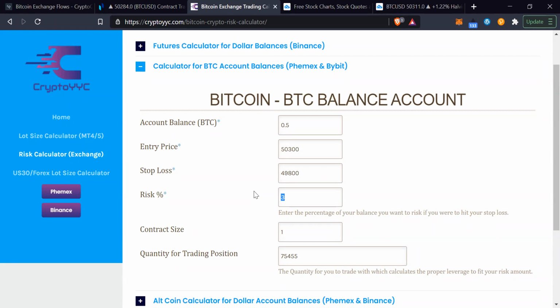So if I do get stopped out, I only lost 3%. It's not a big deal. I still have lots of capital left over and I can make another trade. Usually you'll hear most people tell you to only risk 1 to 5% per trade. This is how you do it properly.